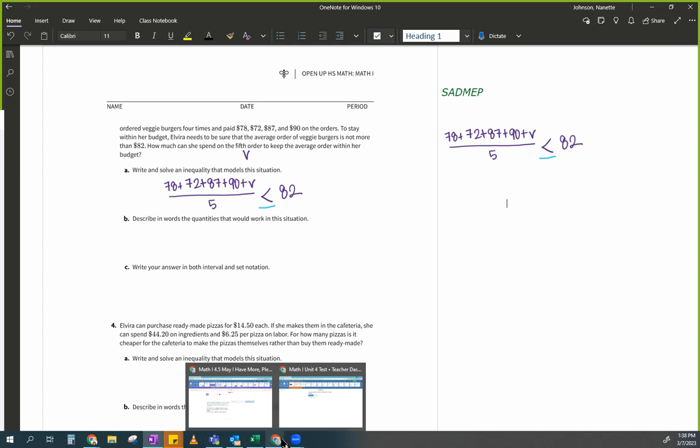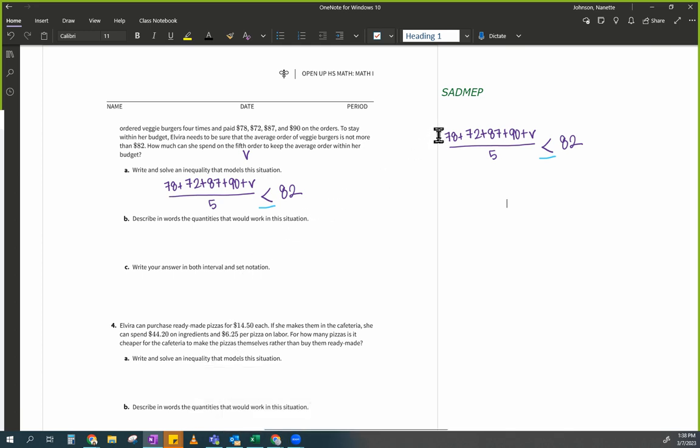Someone says I added the top and I got 327. Is that what you guys got? Did you guys all get 327 here? Someone says yes. One person said yes. Just one person? Yes, I got another yes. Okay. So I'm just going to believe you. 327 plus V divided by 5 less than or equal to 82.